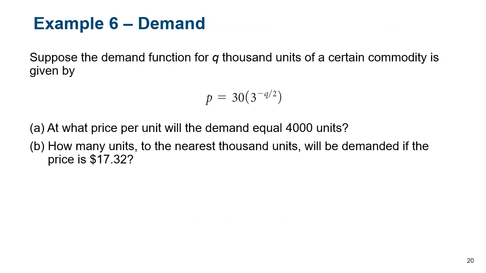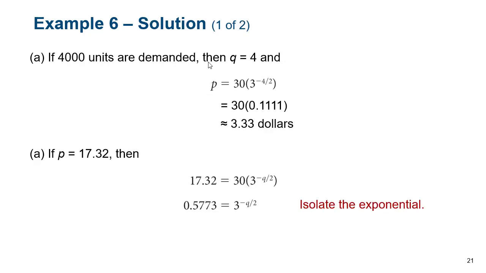So the demand function is given by this. At what price per unit will the demand equal 4,000? So remember, demand is Q and price is something else. How many units, to the nearest 1,000 units, will be demanded if the price is 17.32? All right, so the first one is easy because 4,000 units means Q equals 4, because remember we were told that Q was in thousands of units. So then we just plug in 4 for our Q and calculate it out, and we get $3.33.